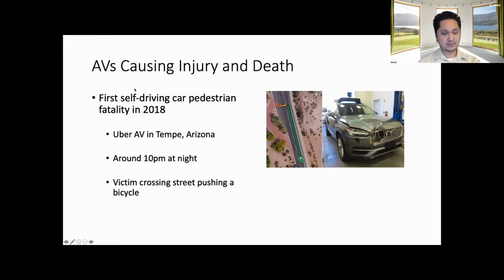It involved an Uber AV, and it occurred around 10 p.m. at night. Sadly, the unfortunate victim was crossing the street, pushing her bicycle. The vehicle failed to detect her in time to stop. There was a backup driver who also failed to detect the woman, and sadly she lost her life.